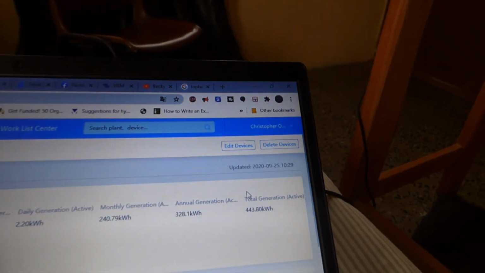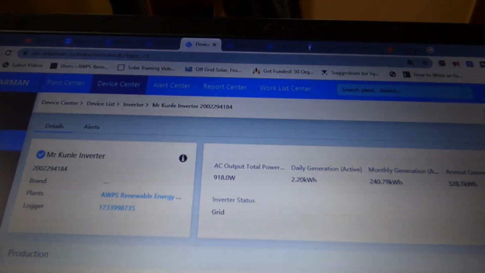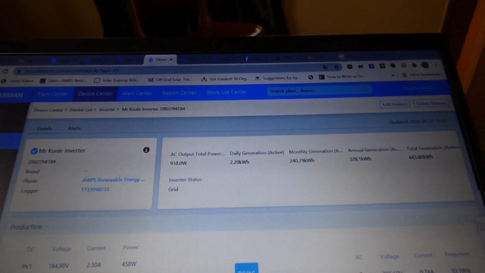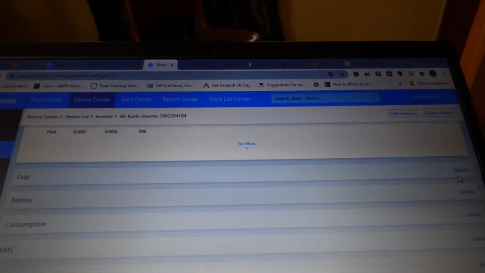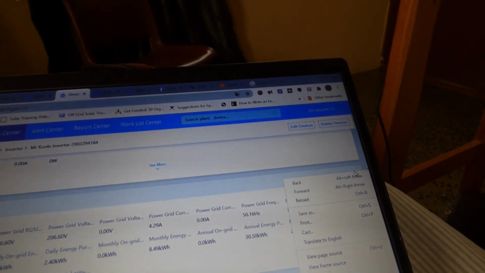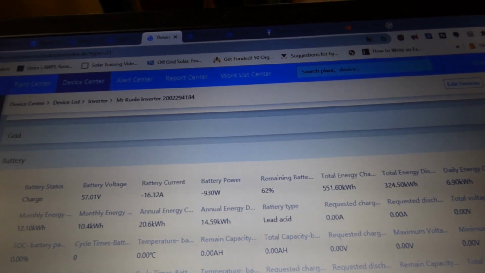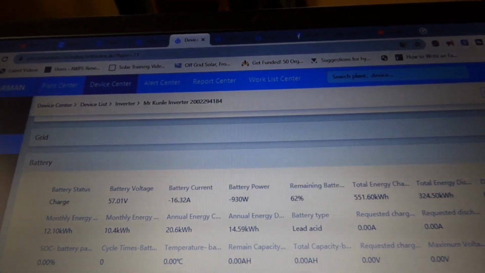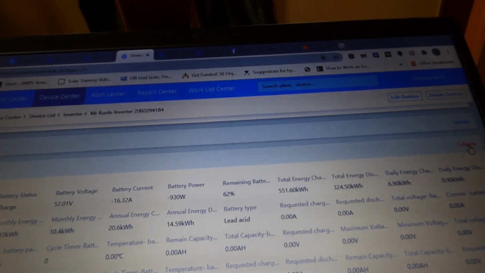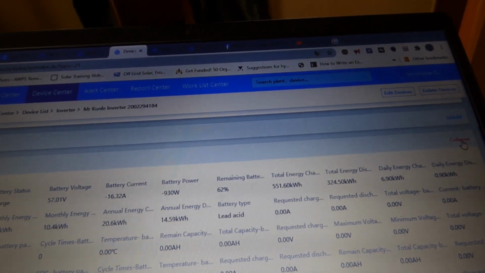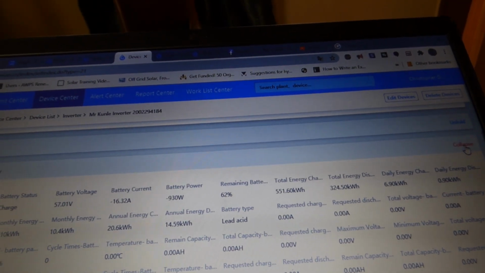Here's another client. At 10:29 a.m., they are producing 918. The grid is present and they're pulling 797 out from the grid. Bear with me. The battery is not full, as you could see, so that excess is going to charge the battery. So it's putting 130 watts into the batteries. The batteries are 62%. So in this time of use scenario, whatever is coming in is going to charge the batteries, and then the customer is pulling from the grid their consumption.